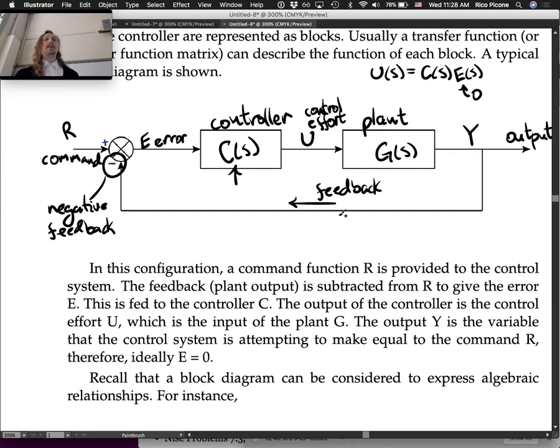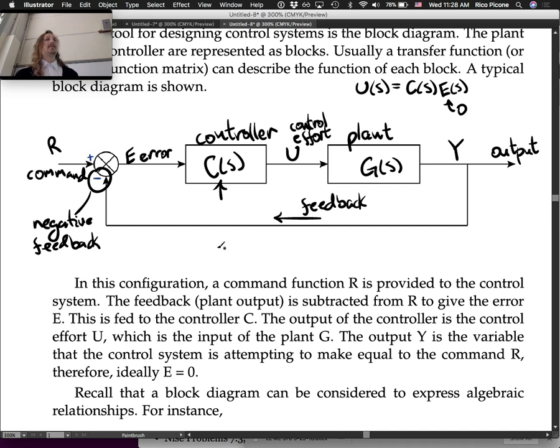So we recognize that this is representative of these algebraic relationships. For instance, the error is equal to the command minus the output Y. That's an algebraic relationship. U is equal to C times E. That's an algebraic relationship. Y is equal to G times U. That's an algebraic relationship. So these algebraic relationships are encoded into this diagram, and it's a useful way of visualizing things.